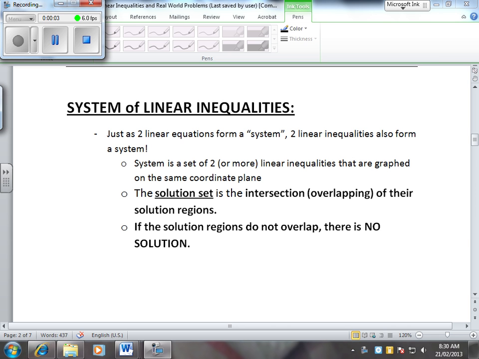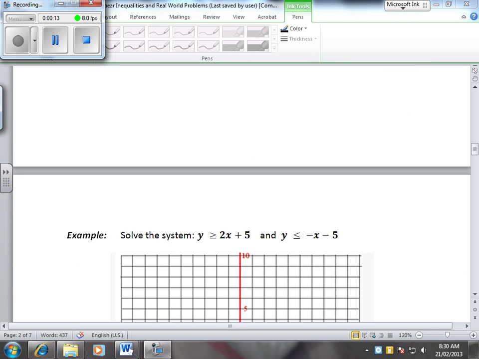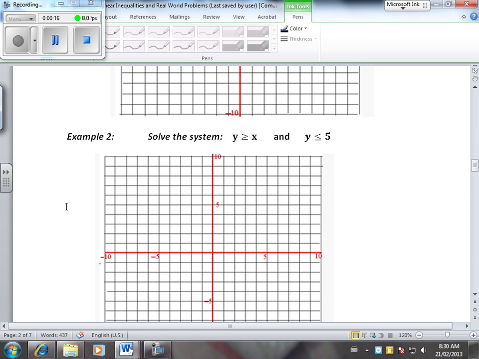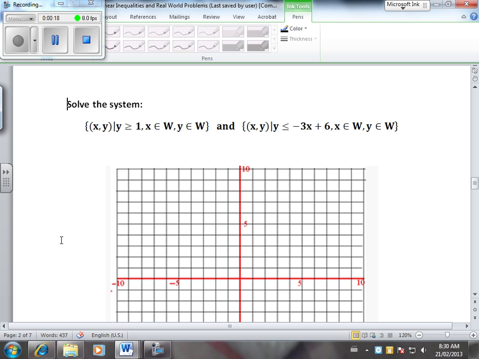Okay, so on Tuesday we started looking at systems of linear inequalities. When we graph two linear inequalities, we then find the solution set for them. And we're going to hop right into the example that we didn't do. So just the page after we started, we're going to solve this system.